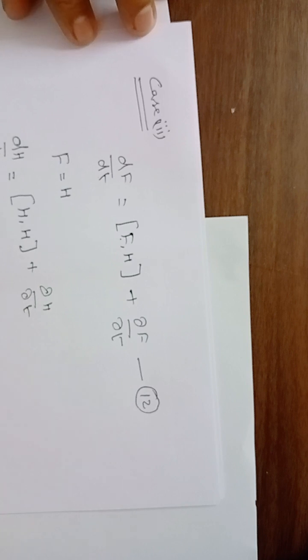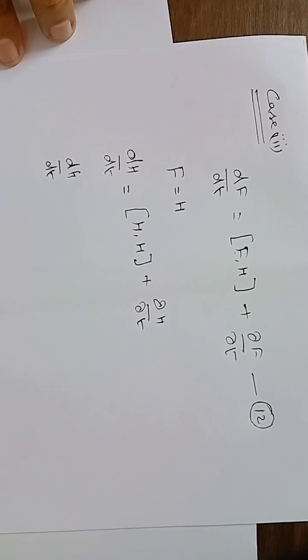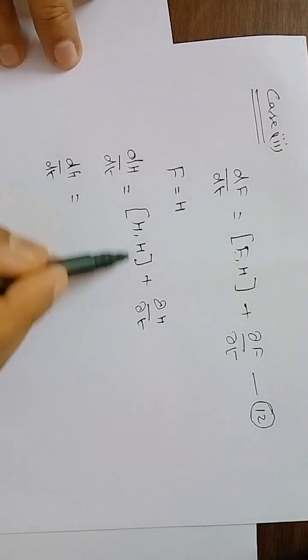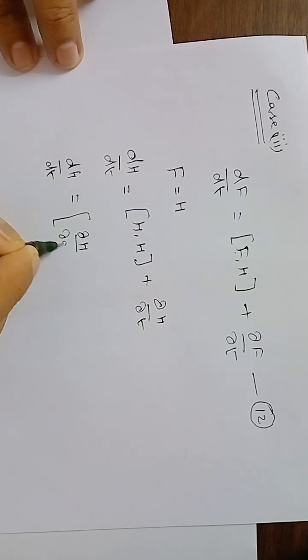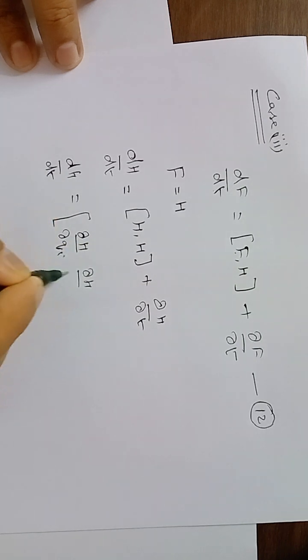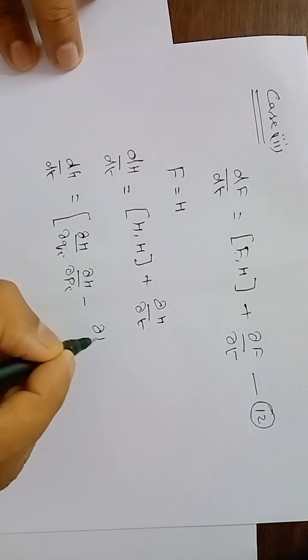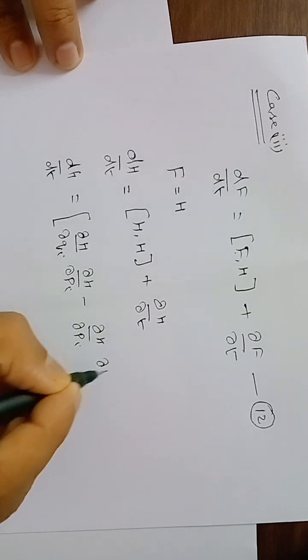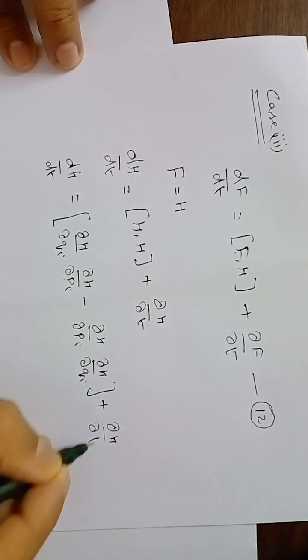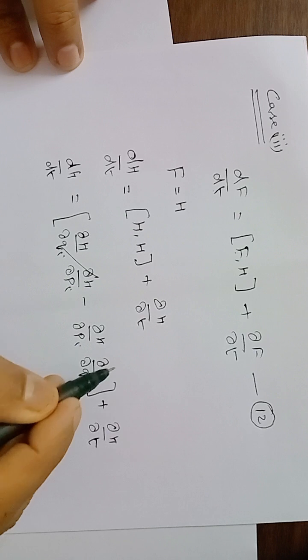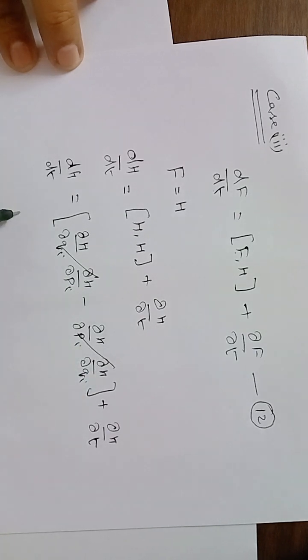Now dh by dt is equal to, now you expand in terms of Poisson bracket. How will you expand? Dou h by dou qi times dou h by dou pi minus dou h by dou pi times dou h by dou qi, plus dou h by dou t. These two terms are the same, so they cancel each other. So dh by dt is equal to dou h by dou t.